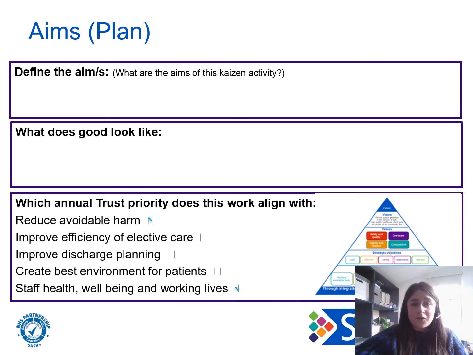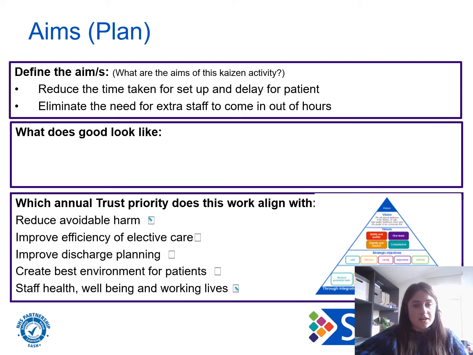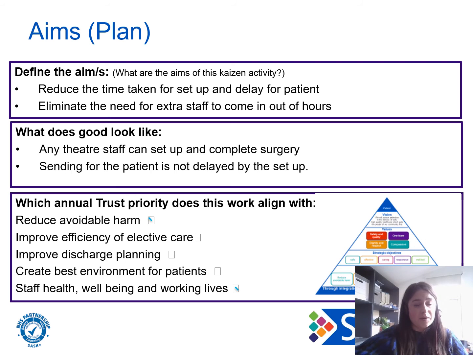After our root cause analysis, we can focus on the aims of the problem that we're looking at. Firstly, we need to define the aim. So for example, this one is reduce the time taken for setup and delay for patients and eliminate the need for extra staff to come in out of hours. Here, we also need to talk about what does good look like, i.e. you know when you've succeeded. So for this example, we've got any theatre staff can set up and complete surgery, and also sending for the patient is not delayed by the setup. When completing our CAT, it's really important that we also align this to annual trust priorities. So for this example, we're aligning it with reducing avoidable harm and staff health, well-being and working lives.